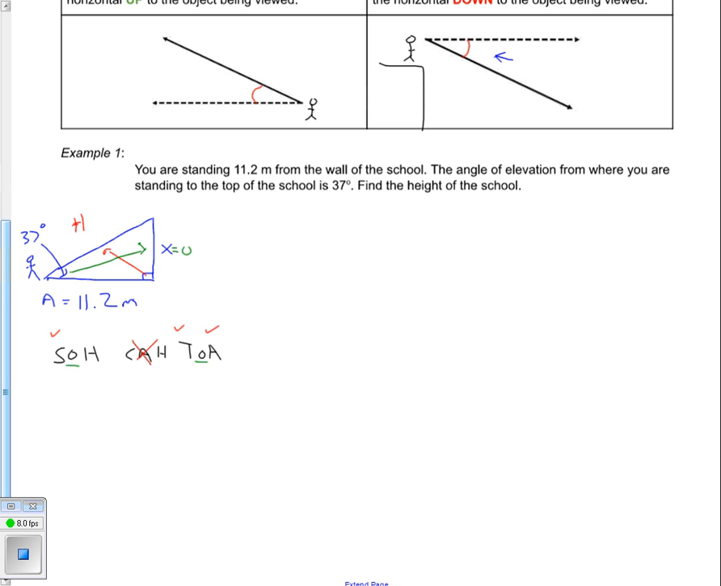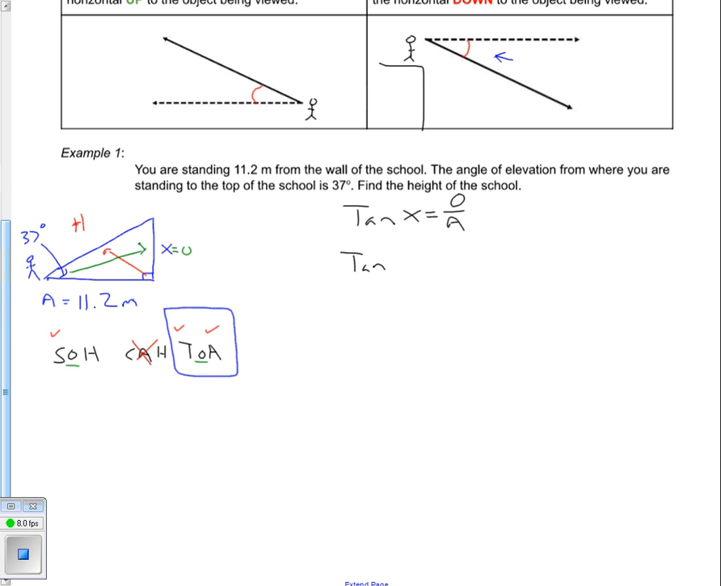Okay? And because I know what my adjacent is, by process of elimination, I have to use the tan function, because only the tan function has enough information for me to be able to solve this particular problem. So I'm going to use tan of x is equal to the opposite divided by the adjacent. So now I'm going to substitute in my values.